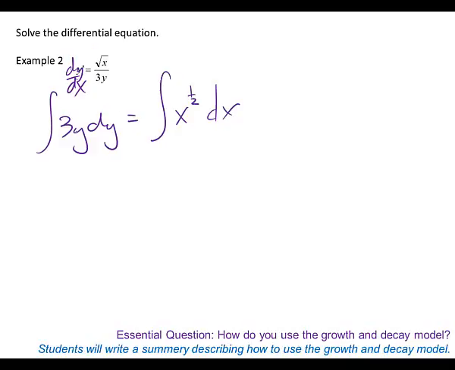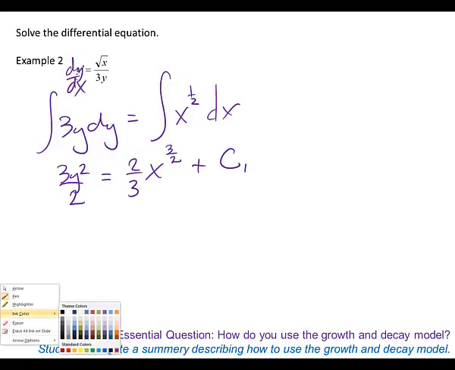When we integrate 3y, what do we get? 3y squared over 2, good. When we integrate x to the 1/2, what do we get? x to the 3/2 divided by 3/2, which is multiplied by 2/3, plus c, or c sub 1. The c is going to change here in a minute.